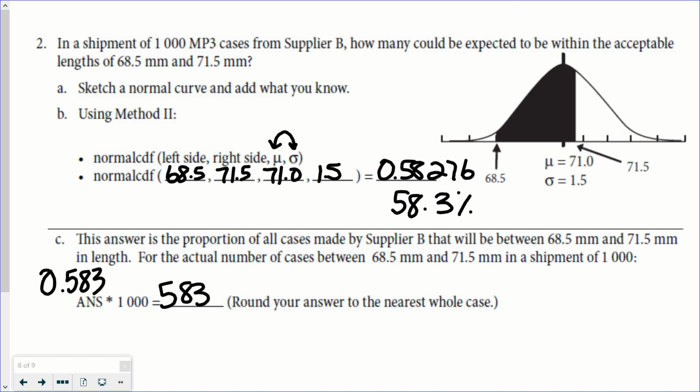So, sorry, with that last question, if you wanted to do method 1, you would need to figure out the Z-score for 68.5 and the Z-score for 71.5. So a little bit of a process, but totally doable.